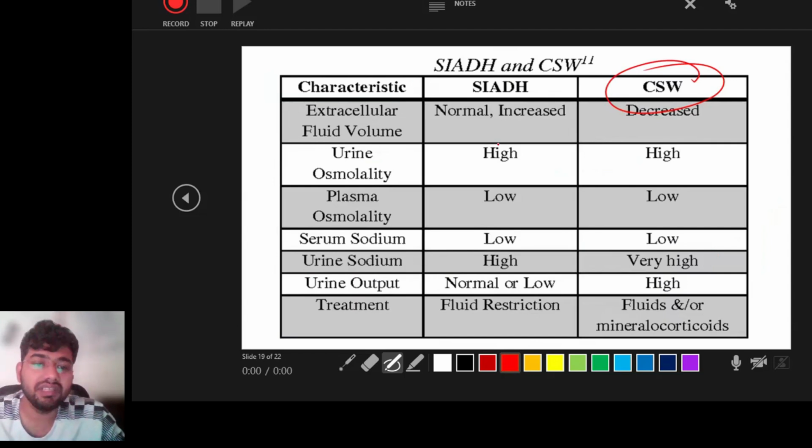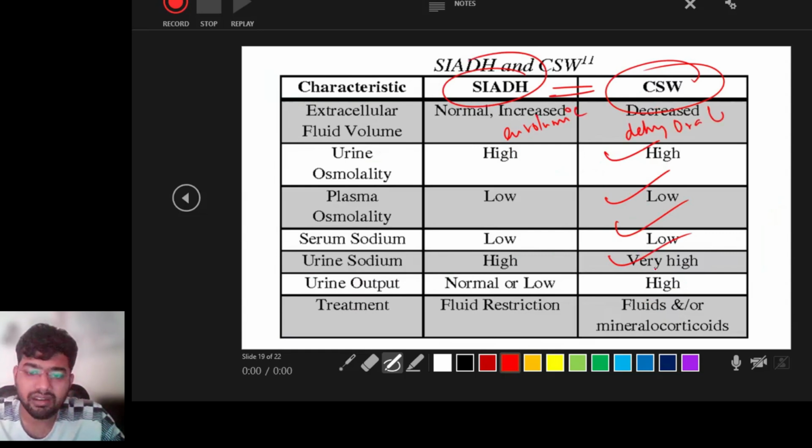This patient was indeed having that, and this condition exactly mimics SIADH. Patient will be having high urine osmolarity, low plasma osmolarity, low serum sodium, high urine sodium. The only difference is here patient will be clinically dehydrated, but in SIADH patient will be euvolemic, and here there will be polyuria, but there will be normal urine output. The management of SIADH is simple: fluid restriction and salt addition. But in CSW, we have to give fluids and mineralocorticoid, for example, fludrocortisone.